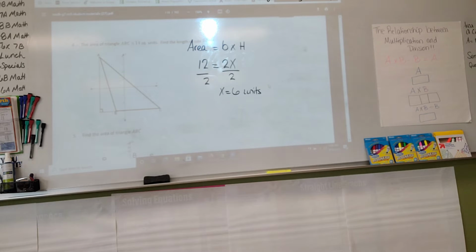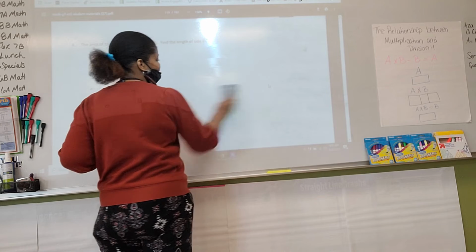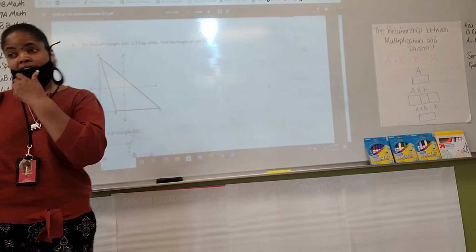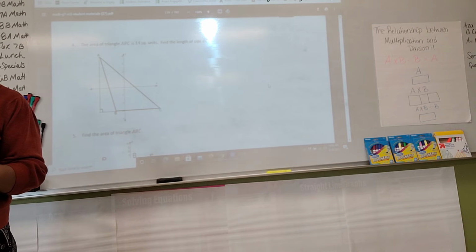Let's look at number 4. Wait, Miss, you know how you counted the height, right? That 1 is right next to the 0. Do you count that 0 still? Where are you on? Number 4?